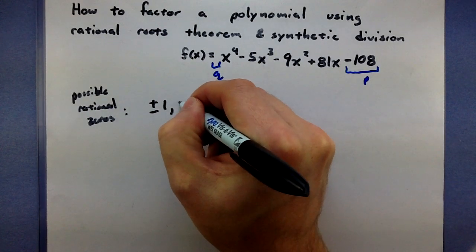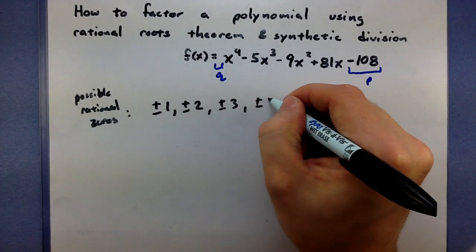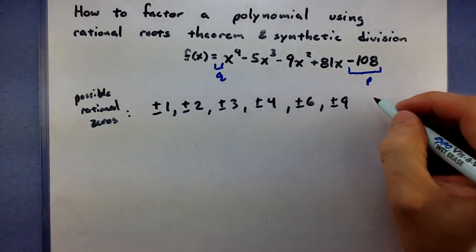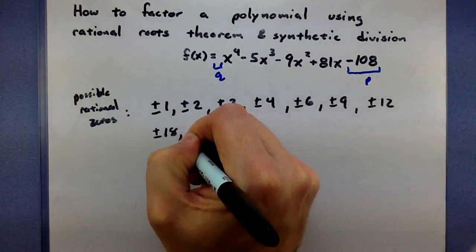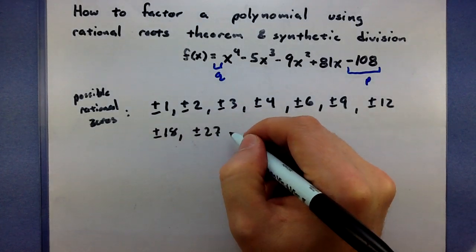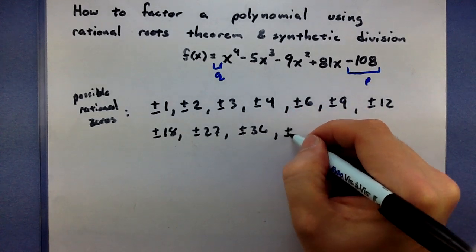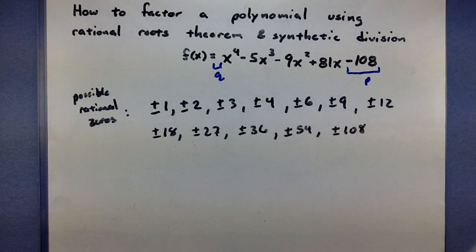Basically plus minus 1, plus minus 2, 3, 4, 6, 9, 12, 18, 27, 36, 54, and 108. Wow. So I have quite a bit of possible rational zeros that I might have in my polynomial, and basically we have to test these out one at a time.